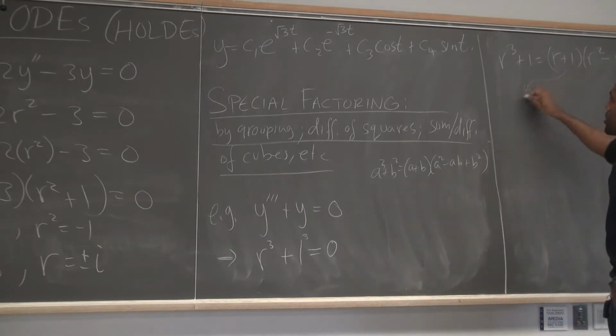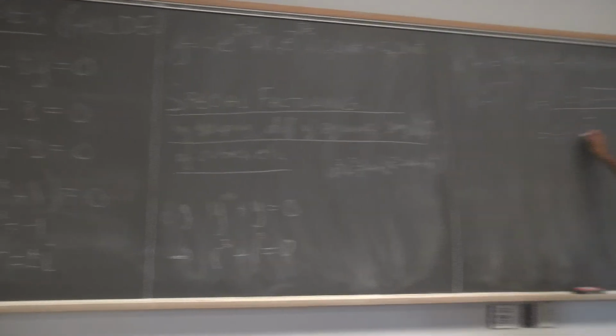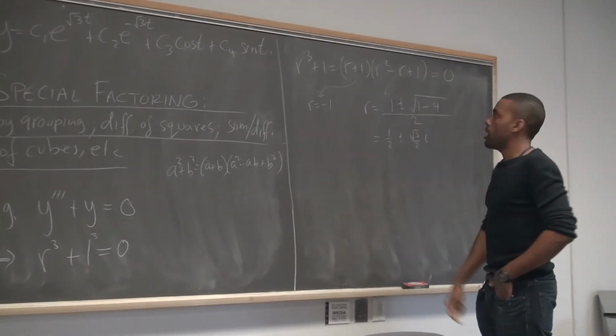So from this factor, you get r equals -1. You set that equal to 0. From this one, you can't factor it, so you use the quadratic formula. r is equal to minus b plus or minus square root of b squared minus 4ac over 2a. So this is just 1/2 plus or minus radical 3 over 2 i.